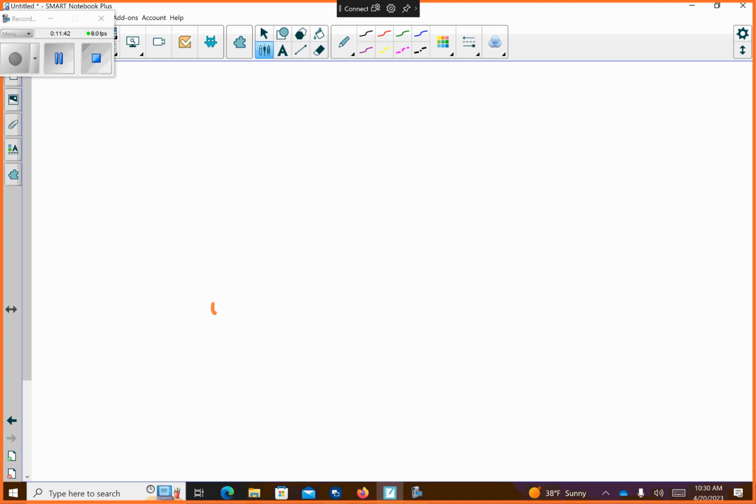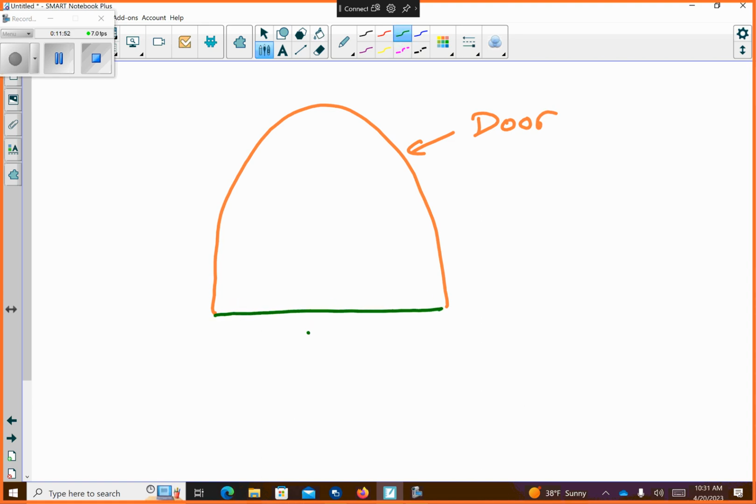Okay, so we have this parabola. This is our door. And down here at the very bottom, it is 12 wide. Is that right? And how tall was it?